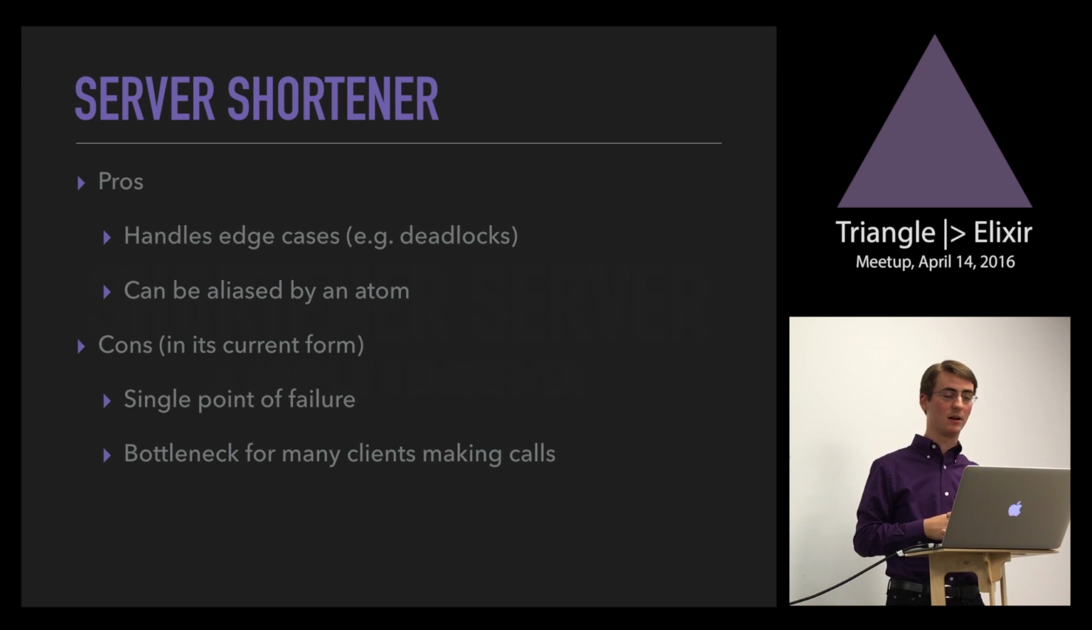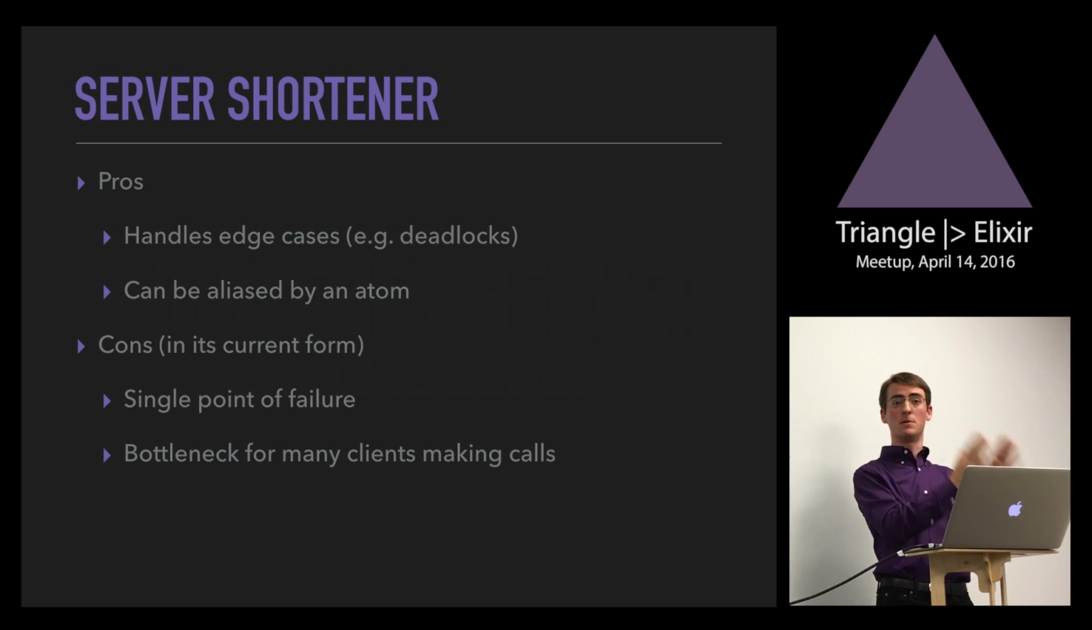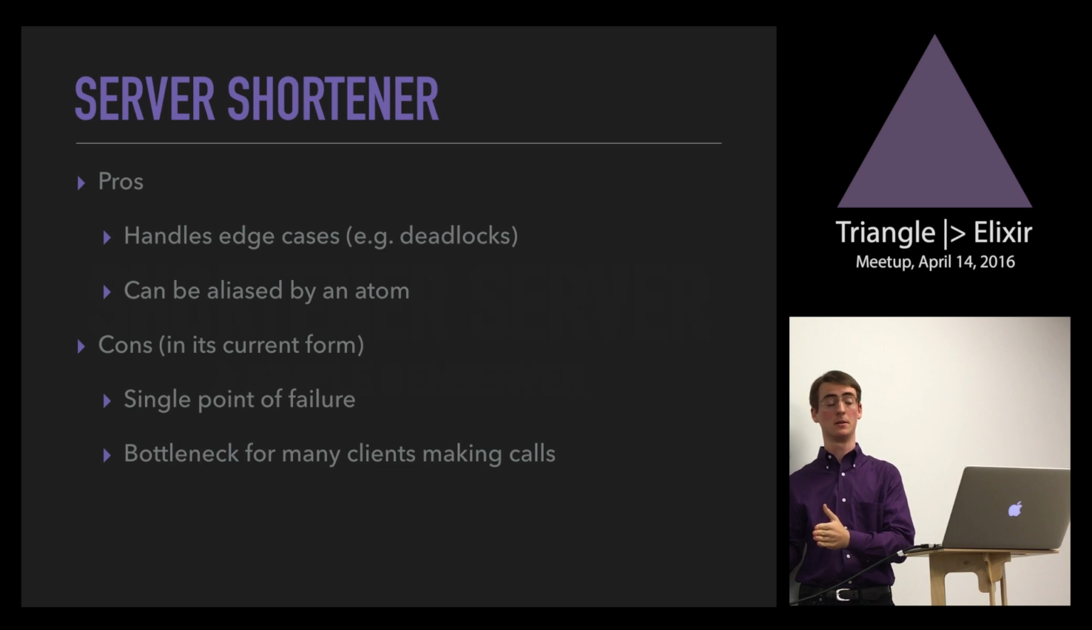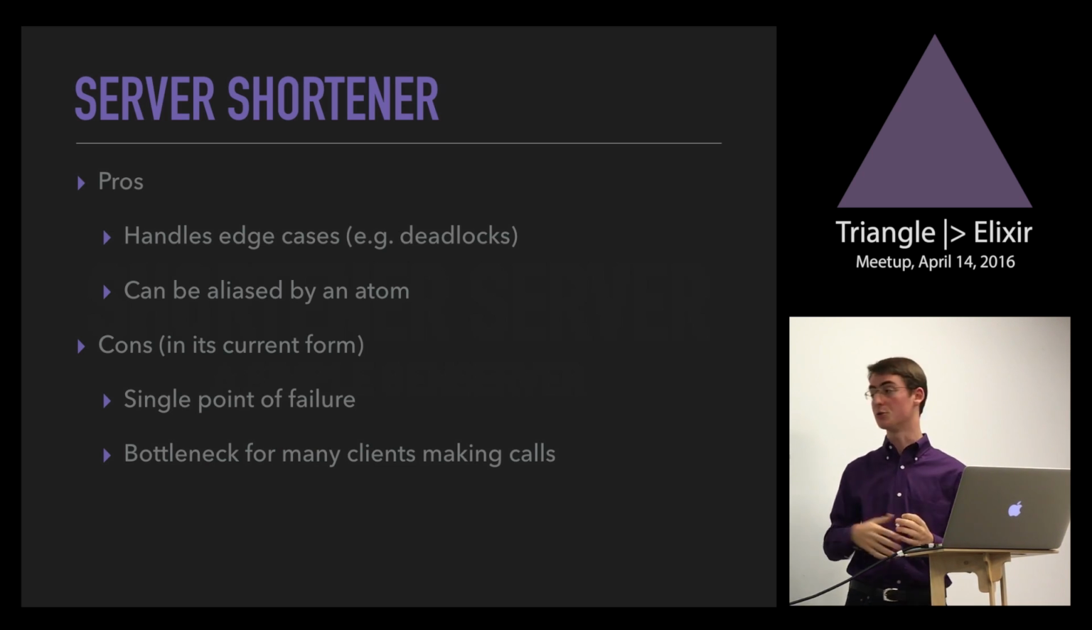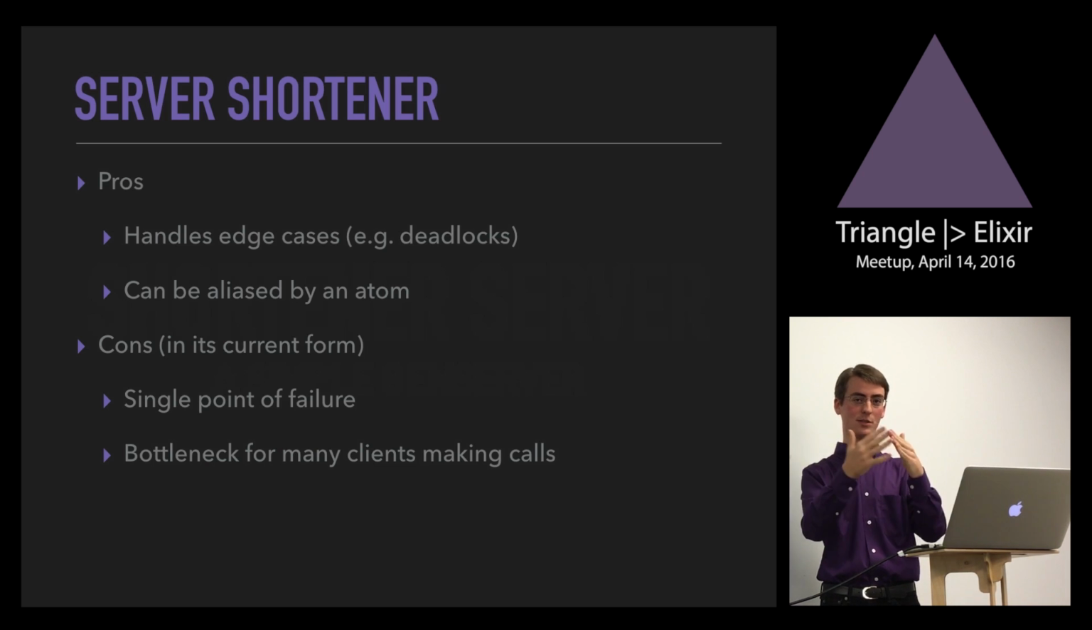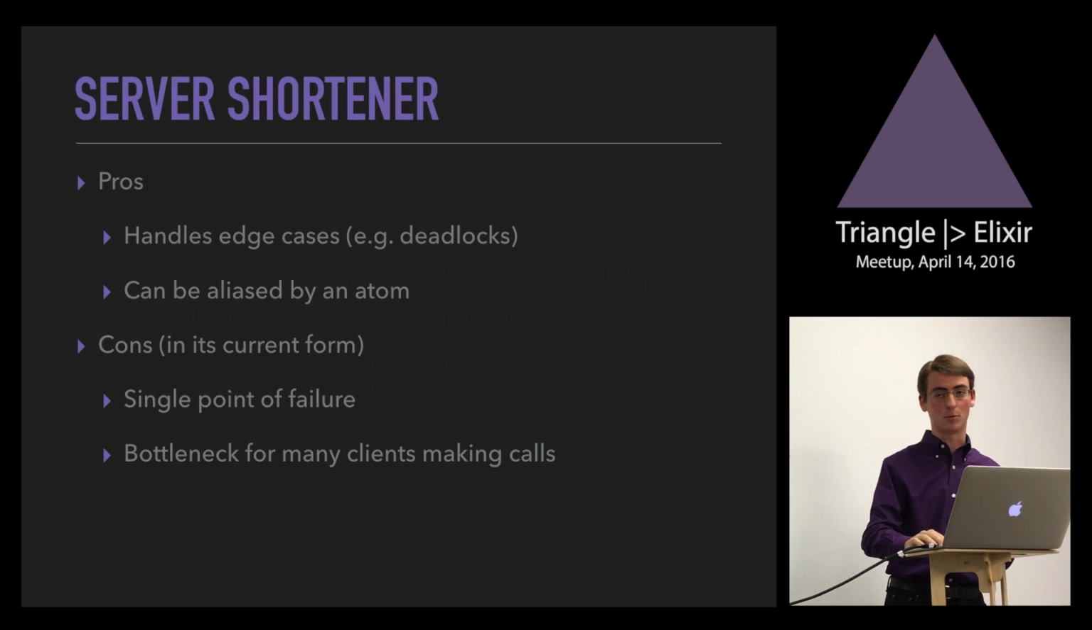So we really want to structure it so that you can spawn maybe a worker per person requesting, sort of like how Phoenix works, and I'll mention that a little bit later. It's also a bottleneck for clients. It's one access point, so that's a bit of a problem.